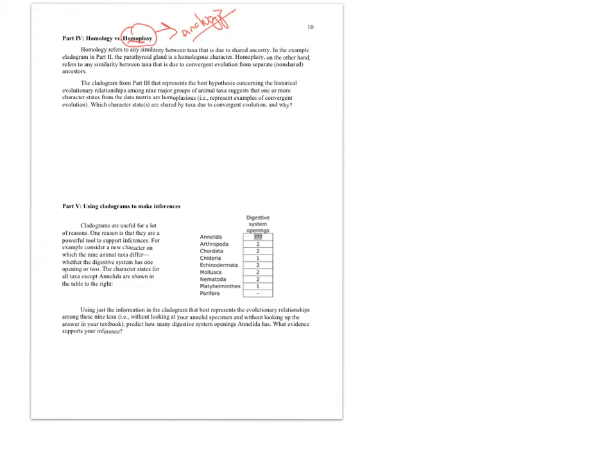Where homology, the word stays the same and means the same thing, which is that these structures, the pentadactyl structure of the various organisms we discussed, do indeed come from a most recent common ancestor. So they're asking you to choose character states that are shared by taxa due to convergent evolution, and why are they shared?